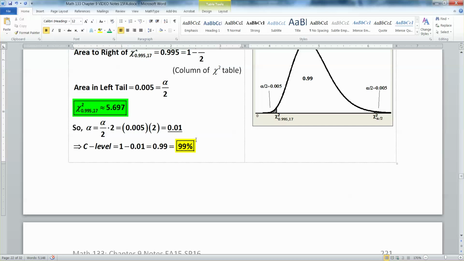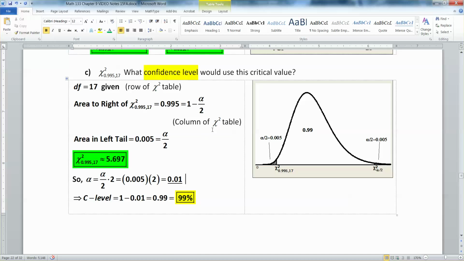Okay, we're done with that. We now know how to find all our chi-square critical values. And now we'll come back and find some confidence intervals in the next video.